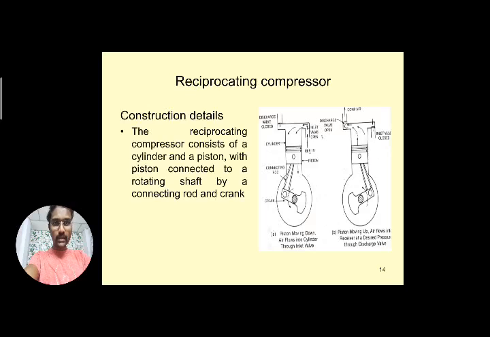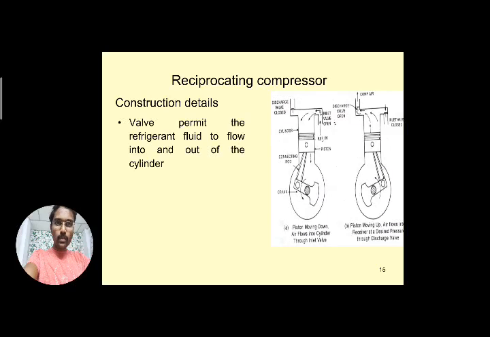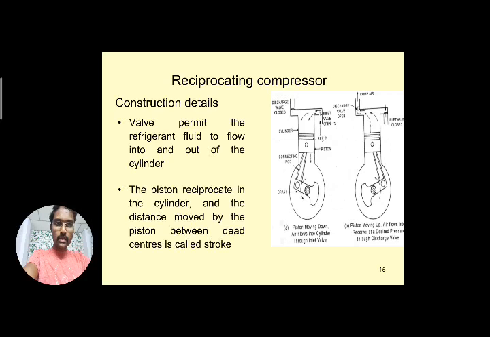Next, just see the construction details. The reciprocating compressor consists of a cylinder and a piston, with the piston connected to a rotating shaft by a connecting rod and crank. The valves permit the refrigerant fluid to flow in and out of the cylinder: one is the inlet and the other is the outlet. The piston reciprocates in the cylinder, and the distance moved by the piston between dead centers is called the stroke.